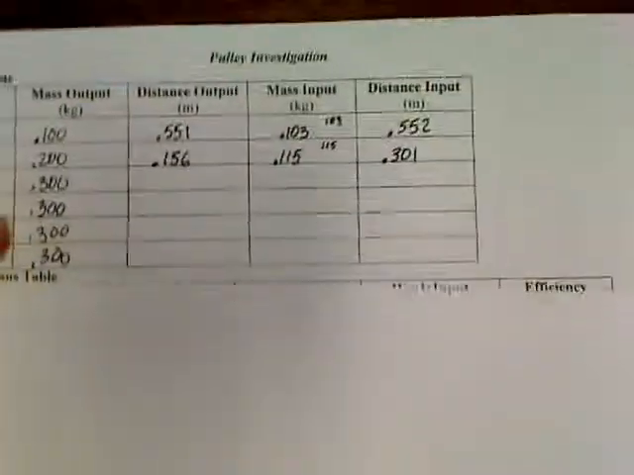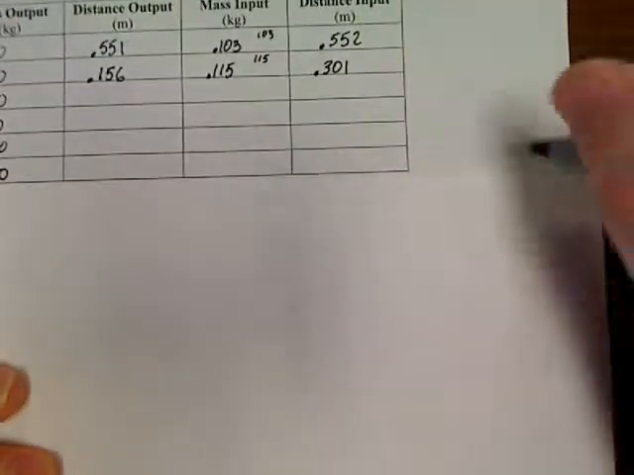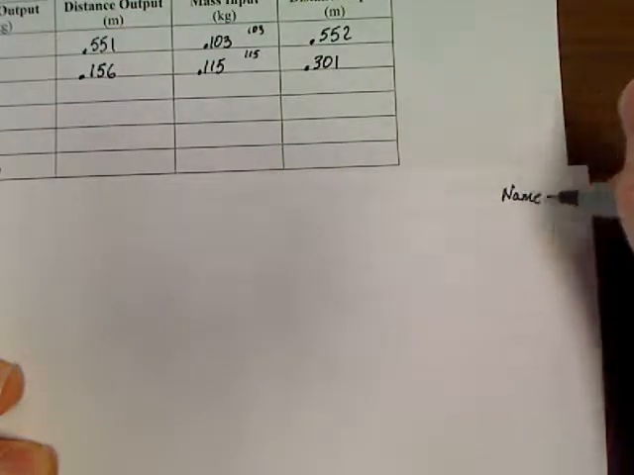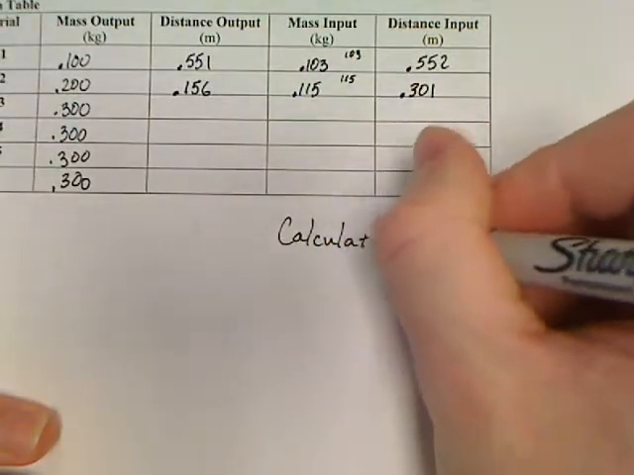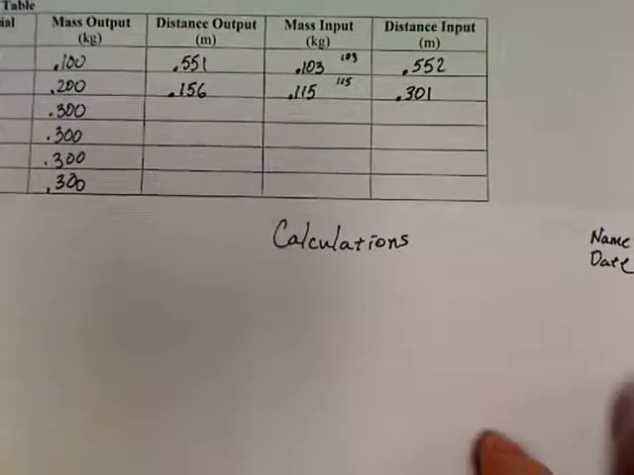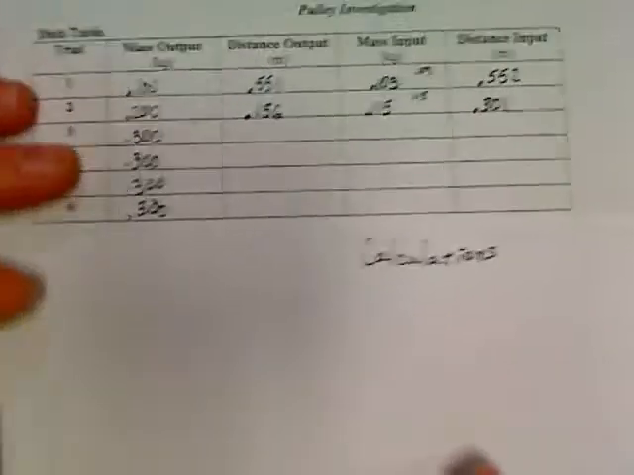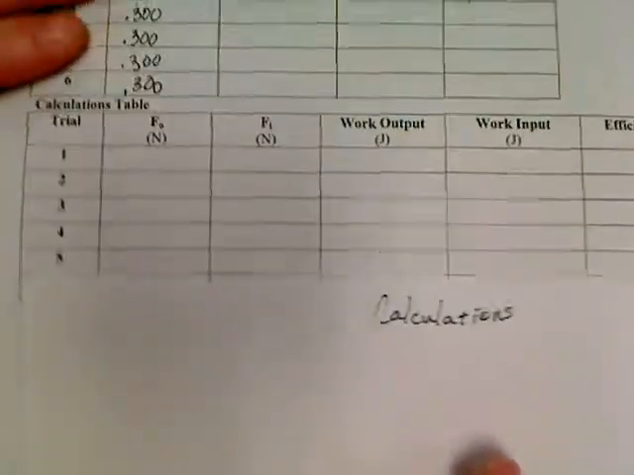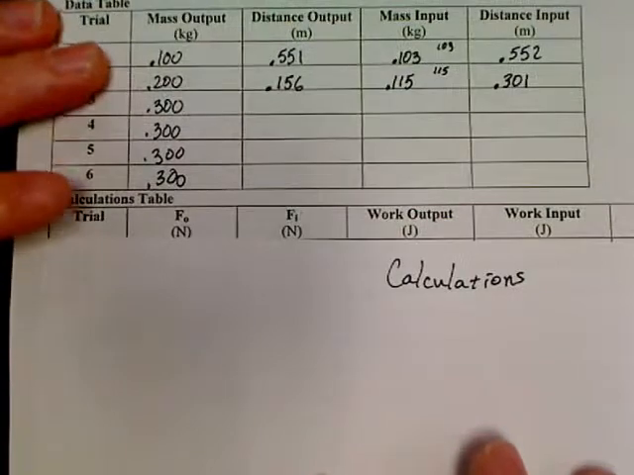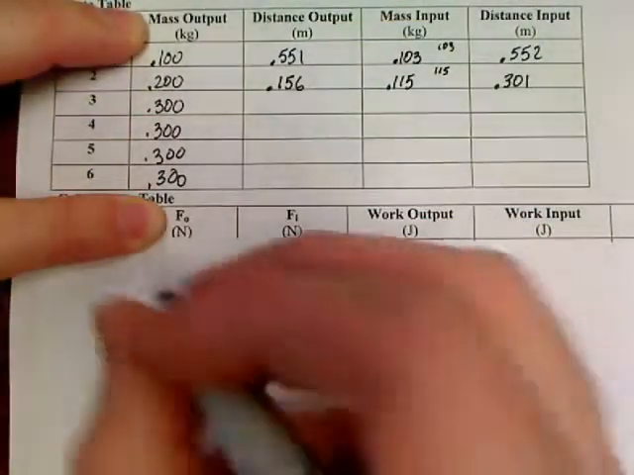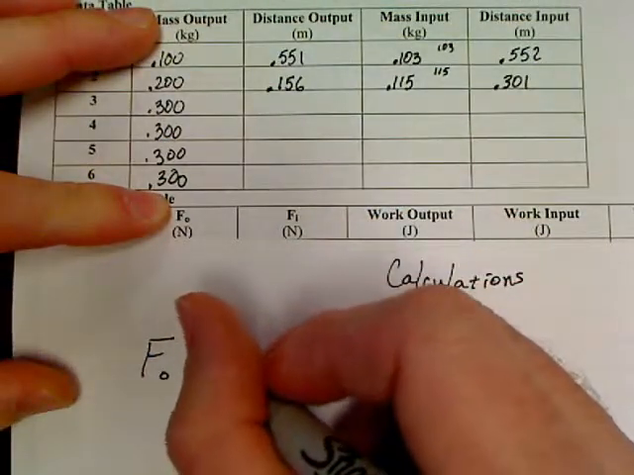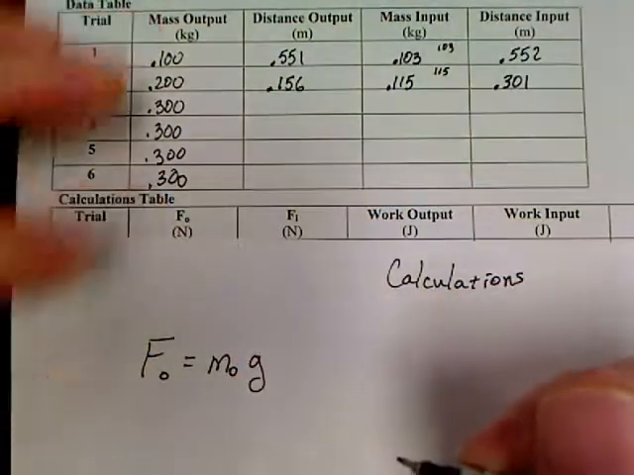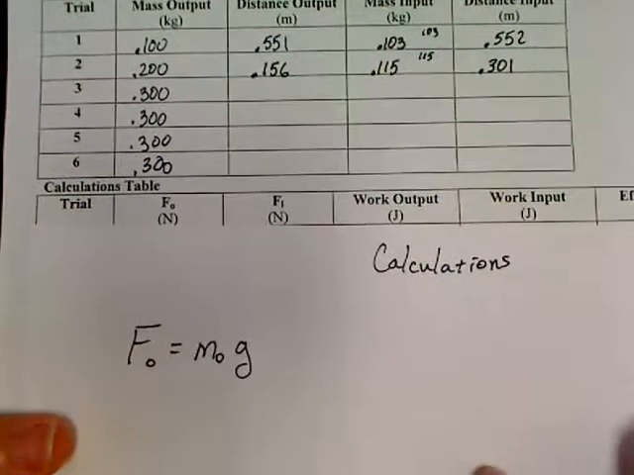So get a blank sheet of paper out, put your name and date, top right hand corner, and this is what's going to be your calculations page. And now we're actually going to run through the formulas and everything you need. Alright, first formula we're going to use is to find force output. To find force output, I need you to use mass output times gravity. So that's going to be your first equation.